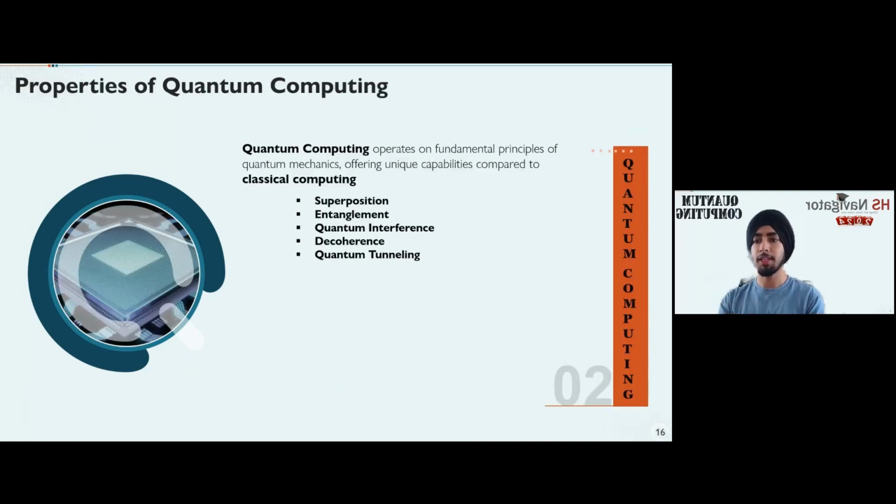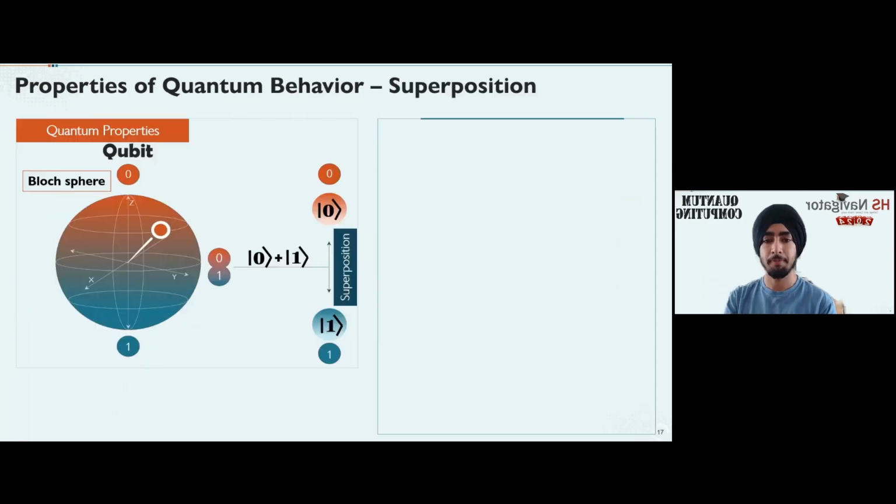So now we're going to talk more about the properties of quantum computing. What actually are some of the physics and science principles behind quantum physics and quantum computing as well?